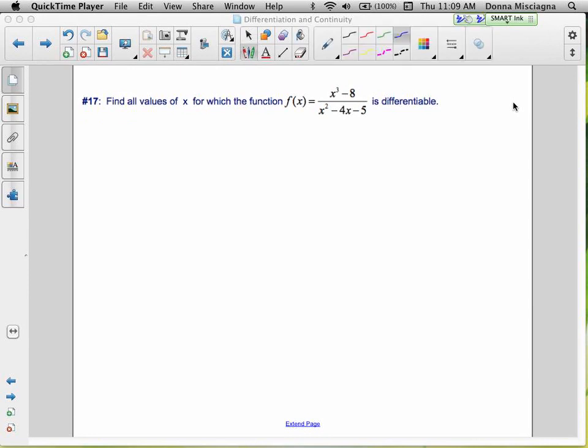So the problem is, where is the denominator 0? That's where we're going to have discontinuities. You might wonder, is that discontinuity going to be a hole or an asymptote? Well, it's going to be an asymptote because nothing's going to cancel out.